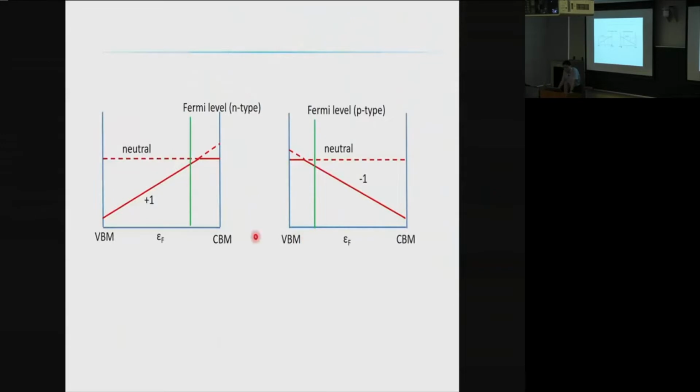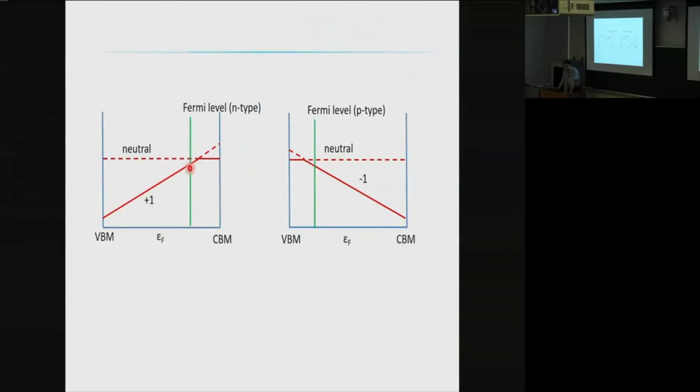Okay, so for instance, if the formation energy goes like this, 1 plus and then neutral, then your Fermi level should be around here. Why? Because at this Fermi level, we have a certain amount of electrons at the conduction band. The valence band is so far away, so there is no hole, right? The Fermi level is close to the conduction band minimum, so there are a certain amount of electrons, which is balanced by the +1 charge.